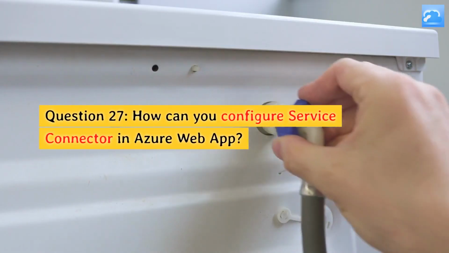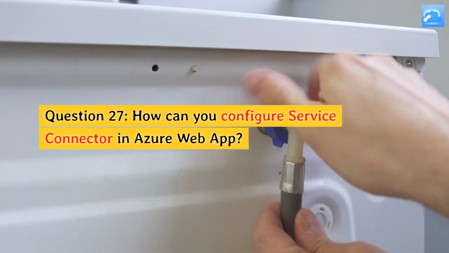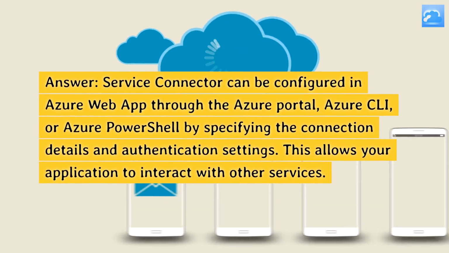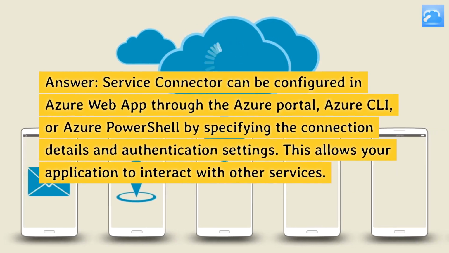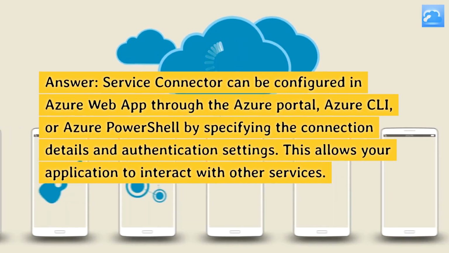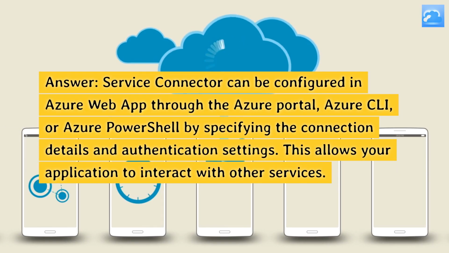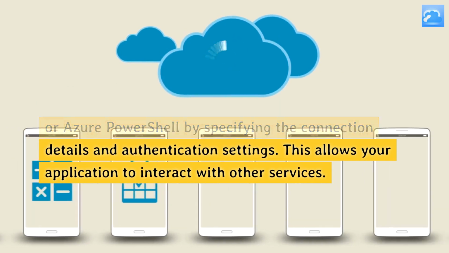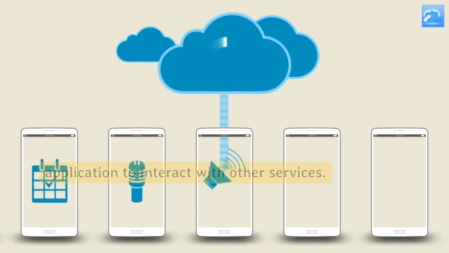Question 27. How can you configure Service Connector in Azure Web App? Answer. Service Connector can be configured in Azure Web App through the Azure portal, Azure CLI, or Azure PowerShell by specifying the connection details and authentication settings. This allows your application to interact with other services.